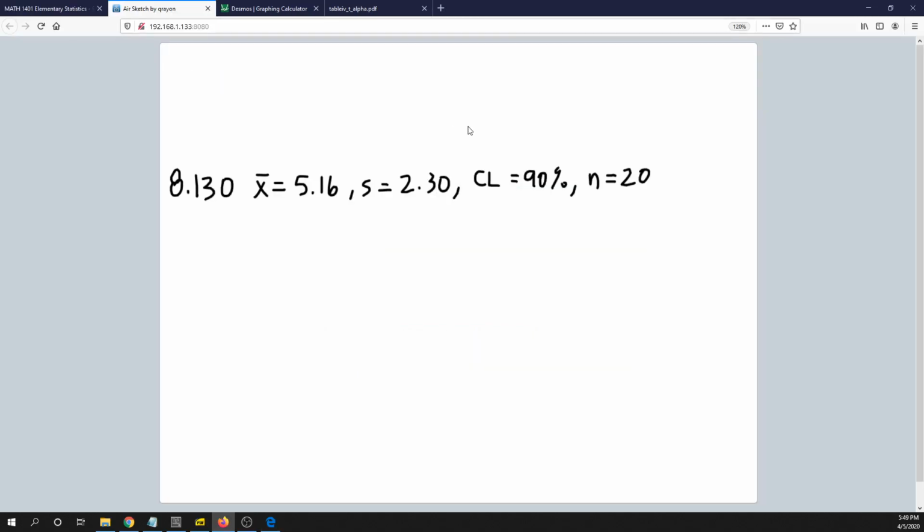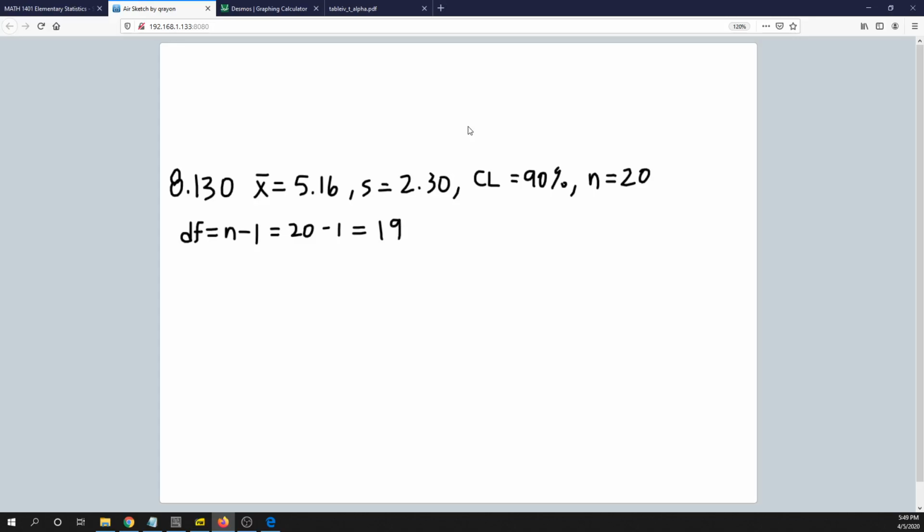Okay, so now we'll need to go ahead and run through the calculations that we need to make. First off is the degrees of freedom. Remember, that's the sample size minus 1. So that is going to be 20 minus 1, which is 19.